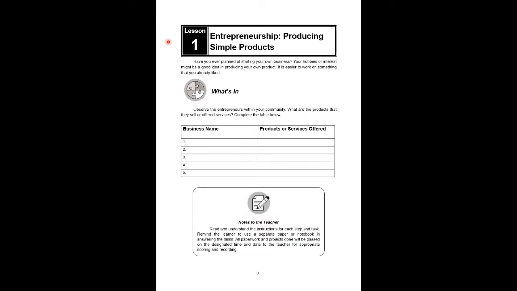Alright, welcome to Lesson 1, Entrepreneurship, Producing Simple Products. Have you ever planned of starting your own business? Your hobbies or interests might be a good idea in producing your own product. It is easier to work on something that you already like.